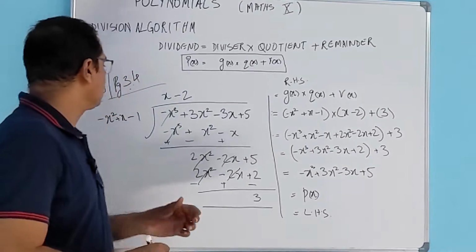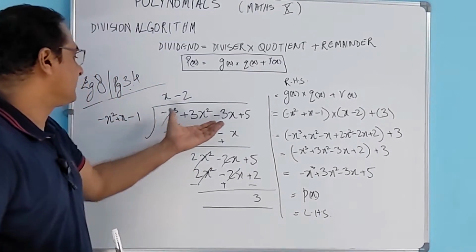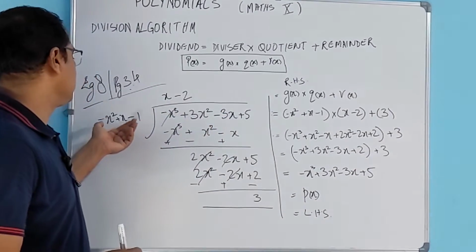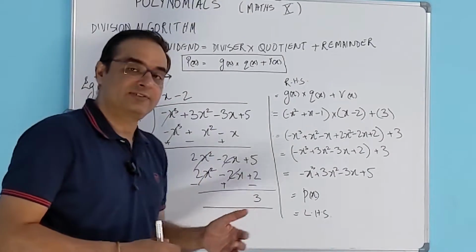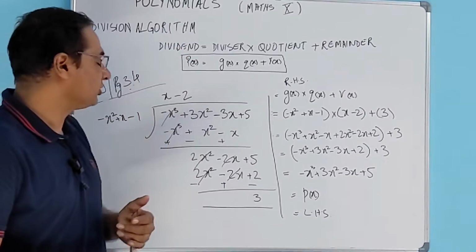So let's look at example number 8, which is given on page number 34. The question is, we are given two polynomials. One is the dividend and we need to divide that by the divisor, which is given, and then once we are done with the division, we need to prove or confirm the division algorithm.